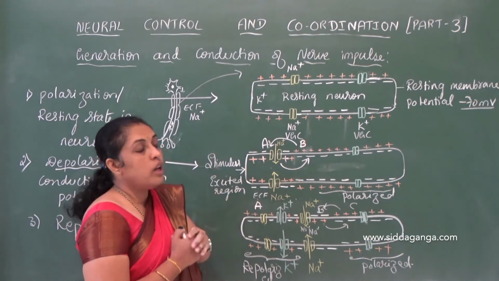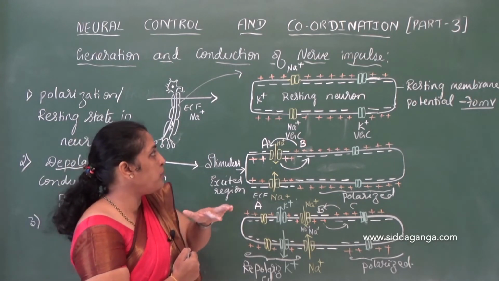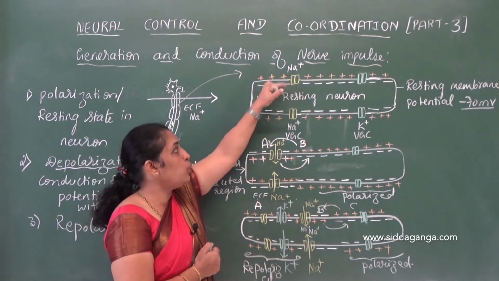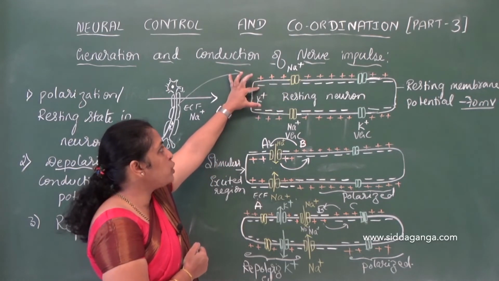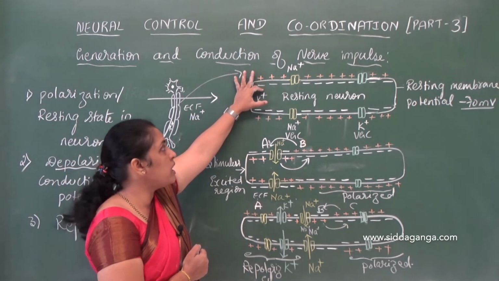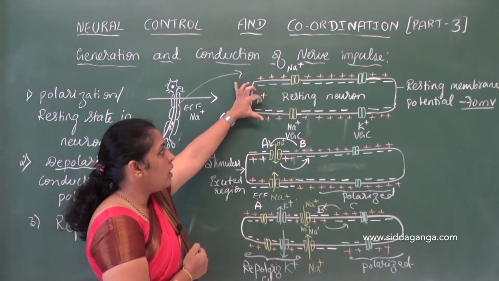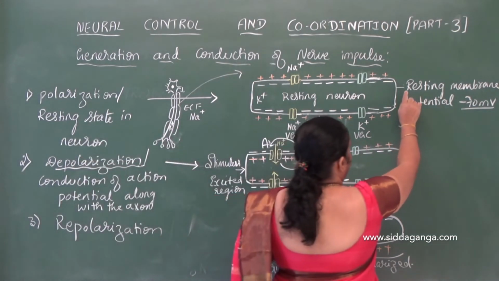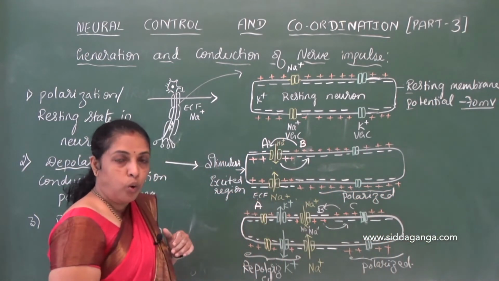Along with this, the sodium potassium pump, which is an active transport, also helps. That transfers 3 sodium outside and 2 potassium inside. All this helps to maintain negative charge inside and positive charge outside. So the potential difference across this resting neural membrane is called resting membrane potential or resting potential. It will be minus 70 millivolt.